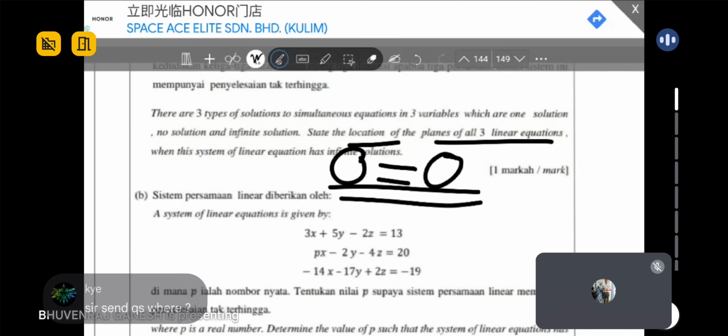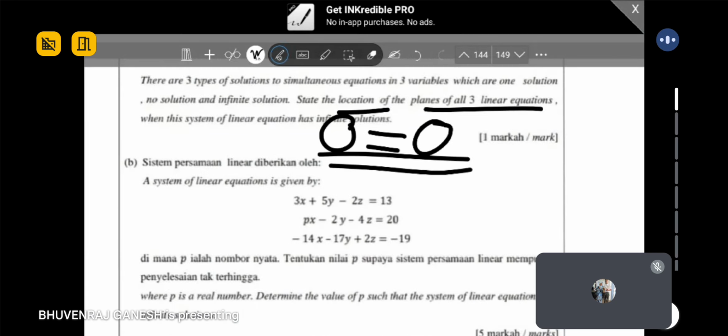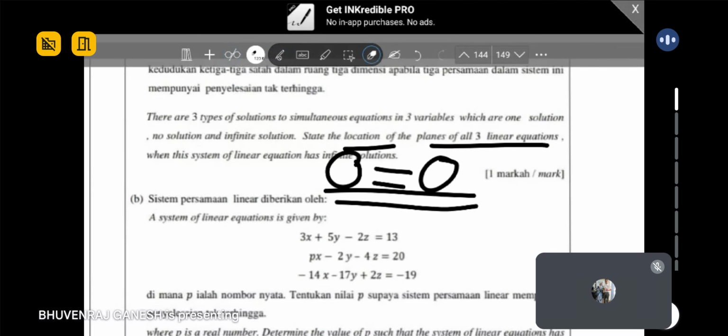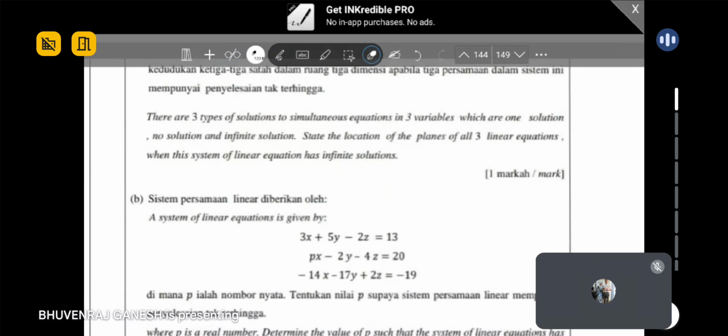Guys, apa maksud kosong sama dengan kosong? It means that they all lie on the same straight line. Am I right? Dia berada pada garis sama. Okay, because their value is equal to each other. Nilai dia sama setiap persamaan ni. So that's why they will all lie on the same line. Can you understand? Boleh faham? Okay, so just remember the concept of 0 equals 0.